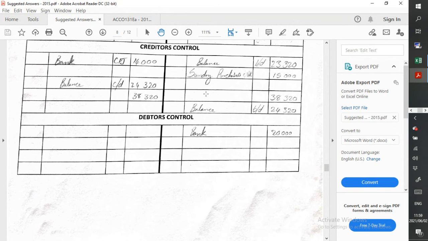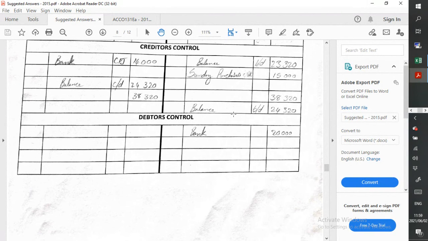Okay, fun times. Then lastly, we go into the cash creditors journal. There we have a creditors control column, and there we simply write purchases and VAT. Here we've written sundry purchases and VAT, and we plug in that 15,000 that we calculated, and here we write CJ1.